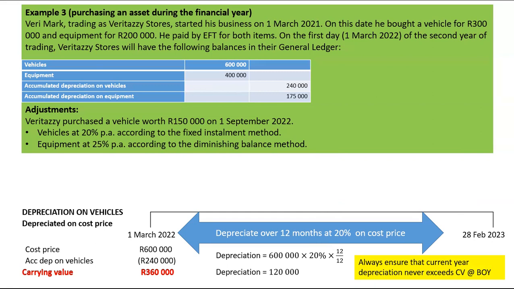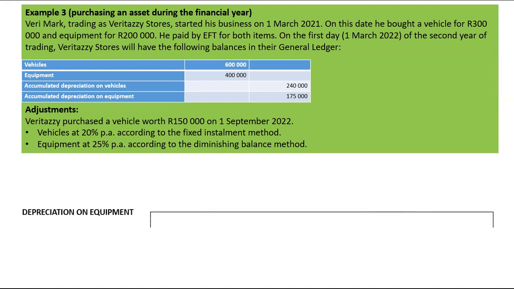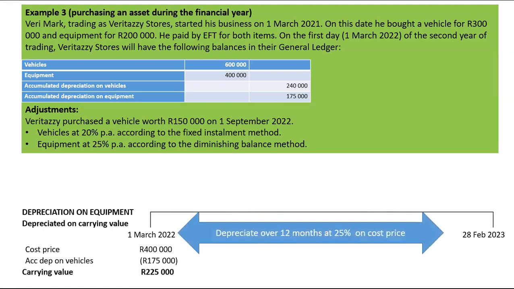Let's go to equipment. For equipment, we depreciate according to the diminishing balance method. As we have done before, you will calculate carrying value of the equipment at the beginning of the year, which is the cost, will be 400,000, and accumulated depreciation of equipment at the beginning of the year is 175,000, and carrying value of equipment at the beginning of the year will be 225,000. We have used this equipment for 12 months.